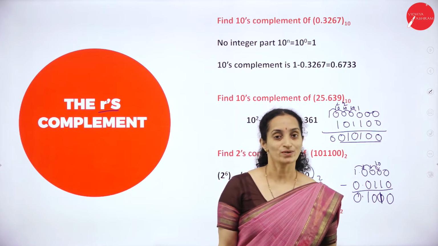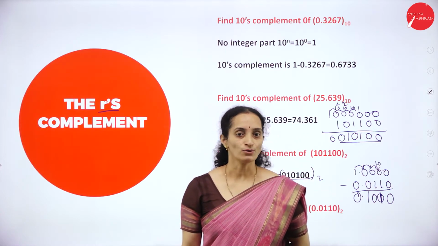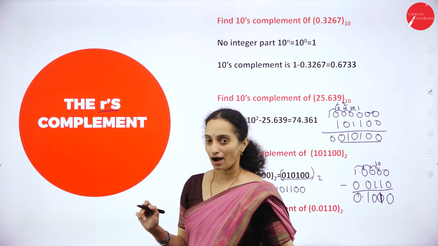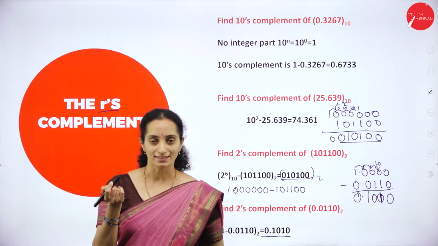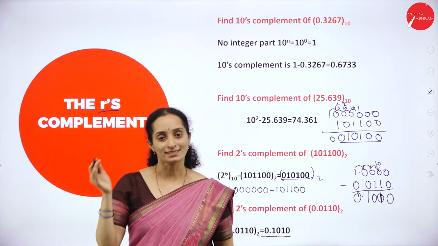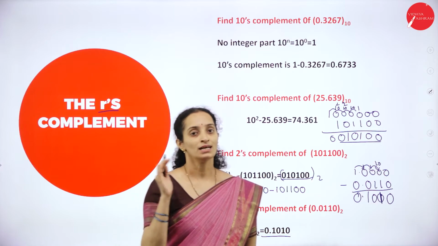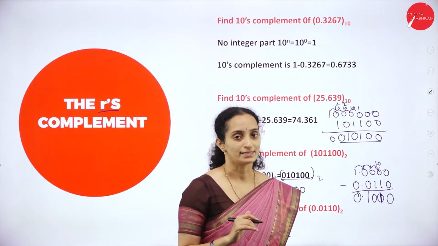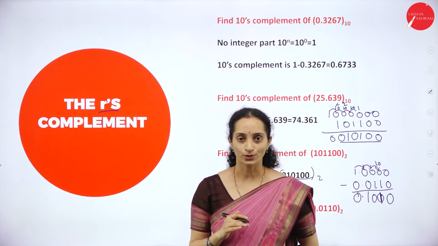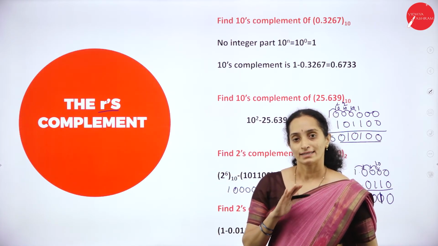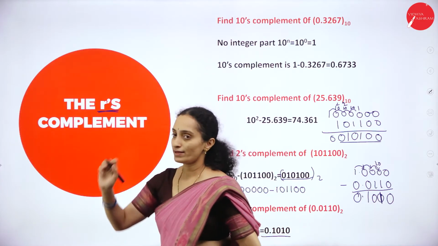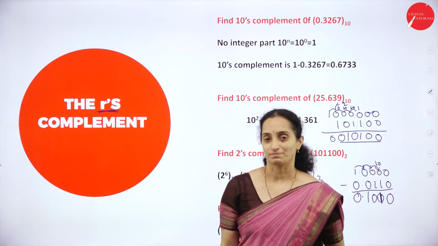When you ask for finding out the R's complement, it is R to the power of n, where n is the total number of digits in that number, minus that number which is in a particular base. The base will be the R here. It is either 10 or 2. You can find the 10's complement and 2's complement when the base is R.